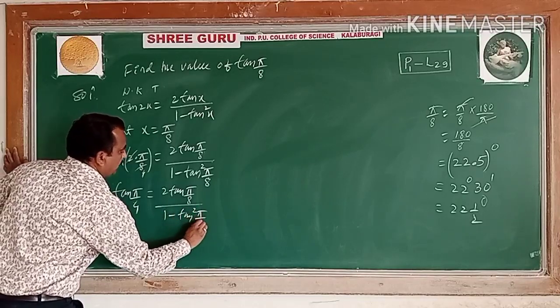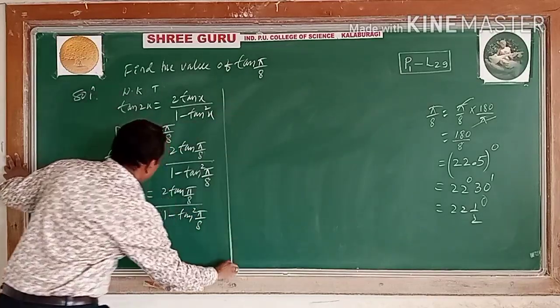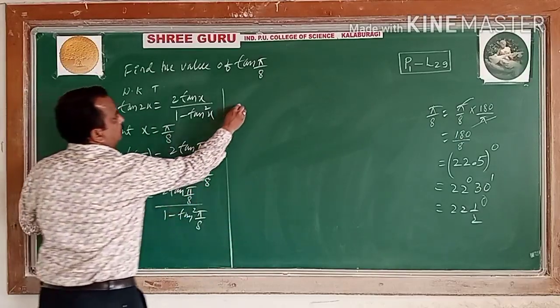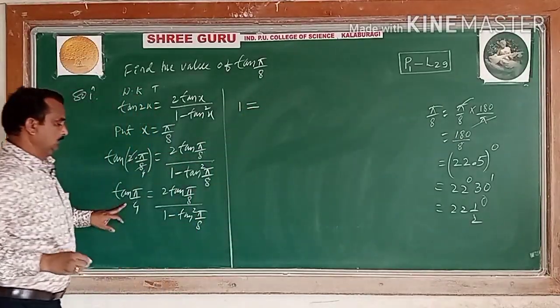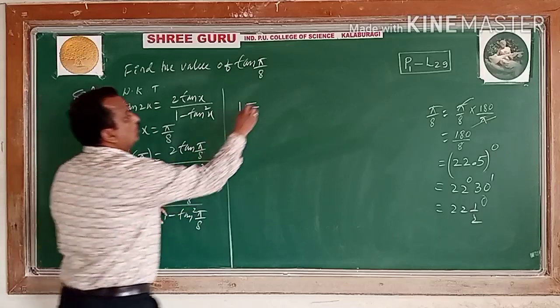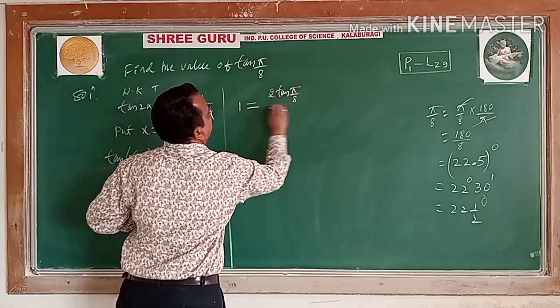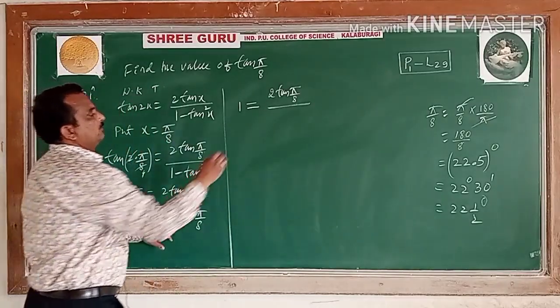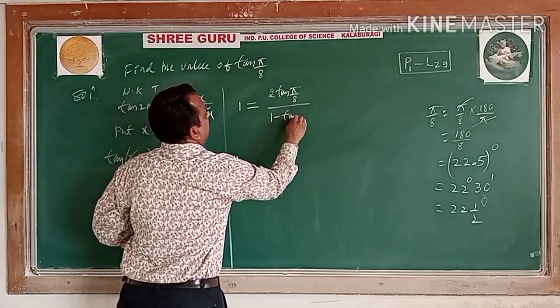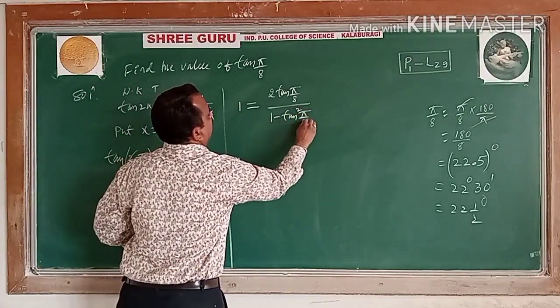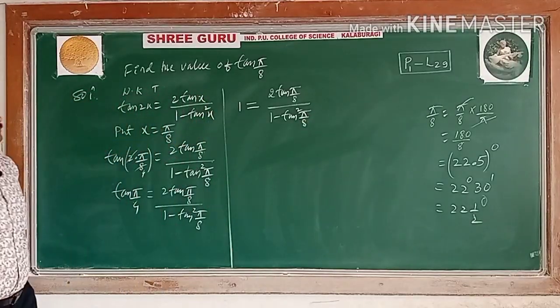You need the tan pi by 8 value. You know very well, tan pi by 4 is equal to how much? It is 1. Substitute tan 45 degrees, which is equal to 2 tan pi by 8 divided by 1 minus tan square of pi by 8.